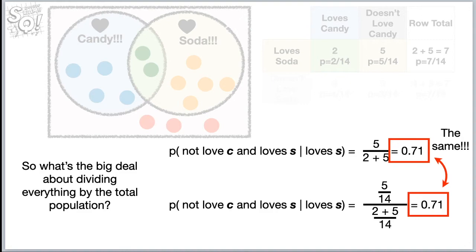So what's the big deal of dividing everything by the total population? Why would I do that? Doesn't make any sense, or does it? Tune in for the next slide.